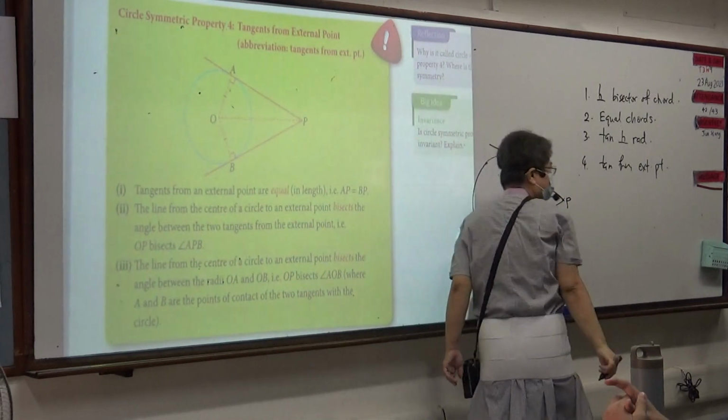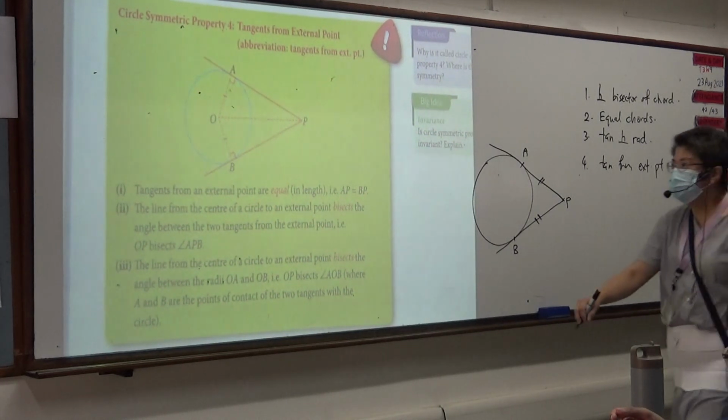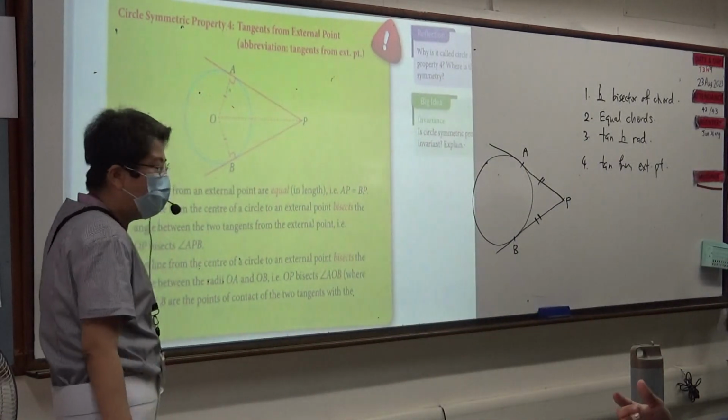AP is equal to BP. Tangents from the same external point will be equal in length. Do you understand here? Yes or no? Okay. Now, so tangents from an external point are equal in length. AP equals BP. Then another property.